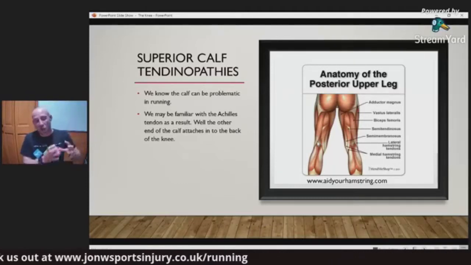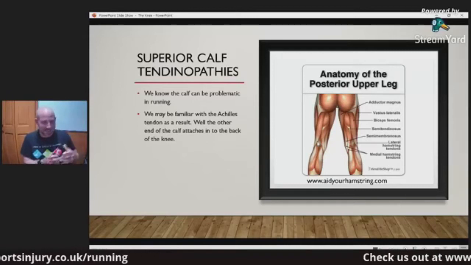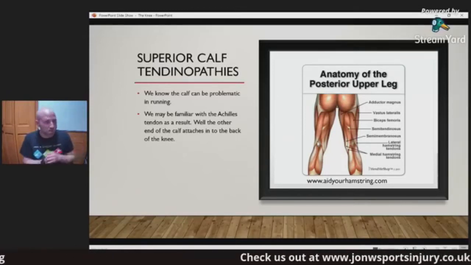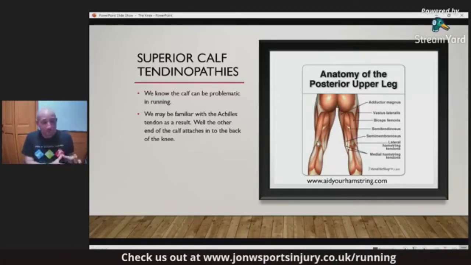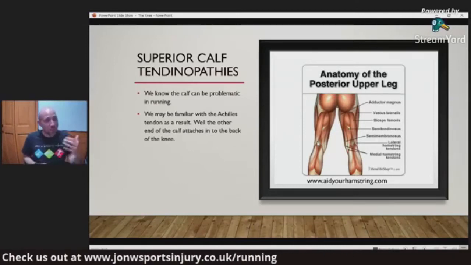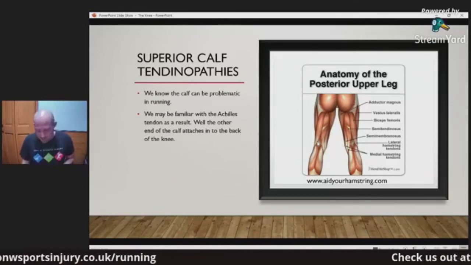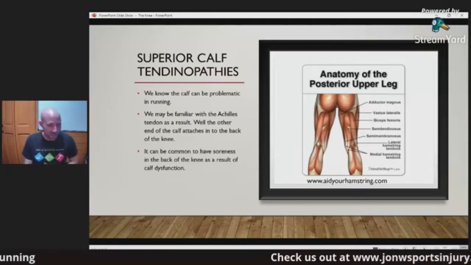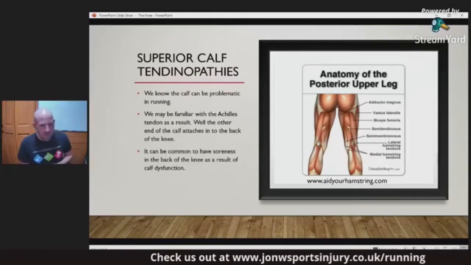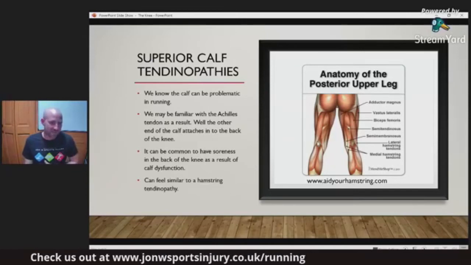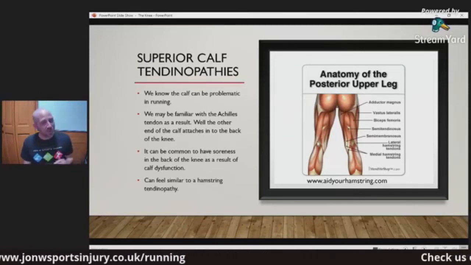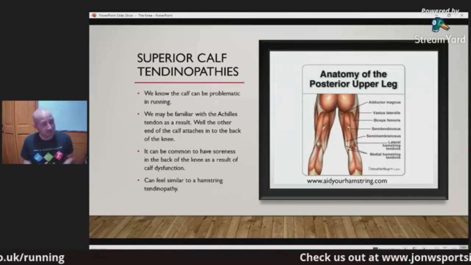Remember, the calf muscle actually crosses two joints. So it has these two sets of tendon crossing two different joints. And so it might be that it's a calf problem that's causing us back of the knee pain. So it's another muscle that can certainly contribute to knee pain, particularly in the back of the knee. As I say, it's very common to have this problem, but it can feel very similar to a hamstring tendinopathy. So sometimes it's hard to diagnose.